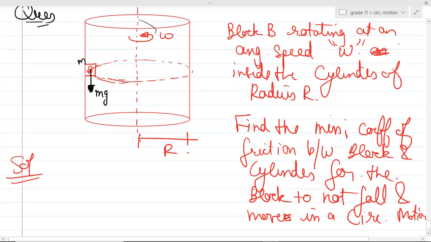Gravitational force is the first force. There is a contact between the cylinder and the block, so there is normal force. And the direction of normal force is perpendicular to the cylinder, towards the right. So basically this will be the direction of normal reaction. Now can you see, this object has a tendency to slide down. So what will act here?